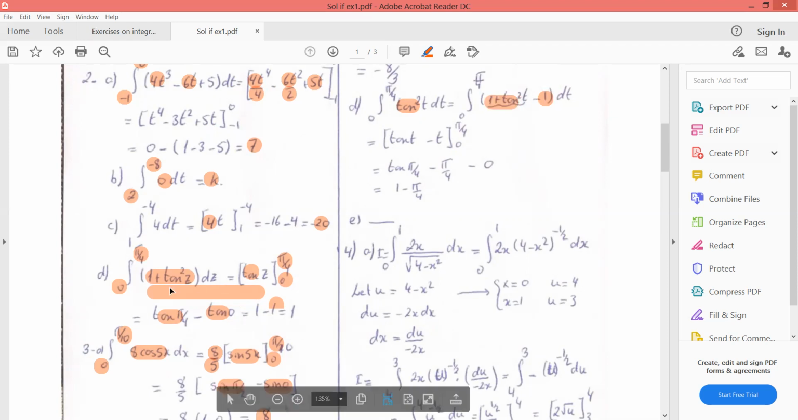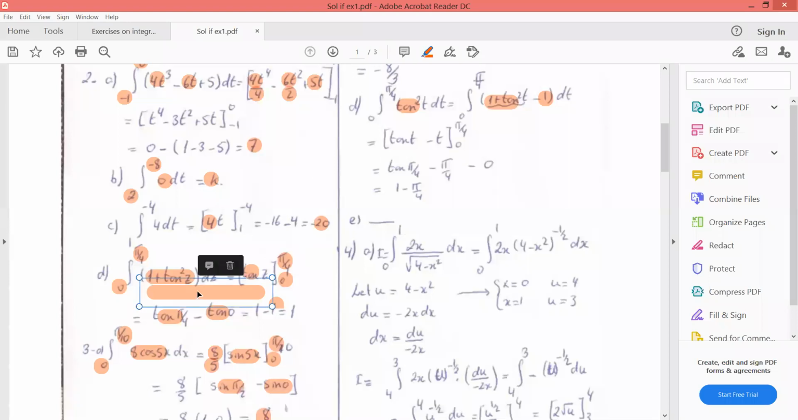Look at part D here. The integral of 1 plus tangent squared is tangent. Here we have tangent squared, so if I add 1 and subtract 1, does anything change? No. Now the integral of 1 plus tangent squared by itself gives us tangent. The integral of minus 1 is minus t. Between 0 and pi over 4 we get the following.